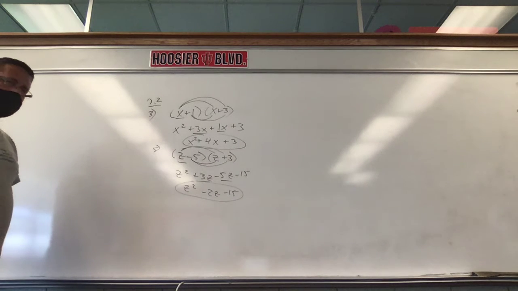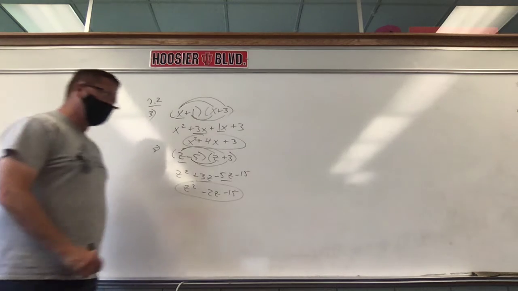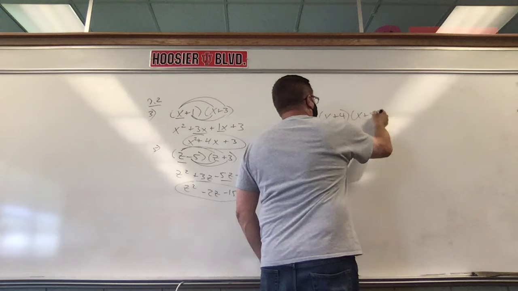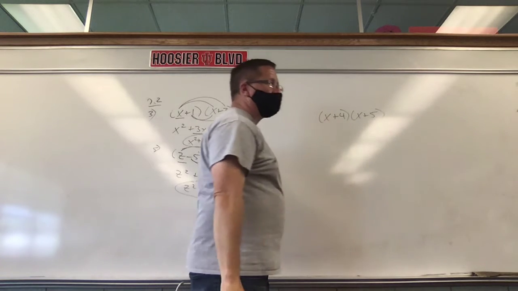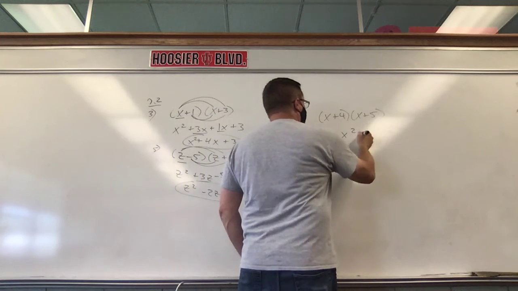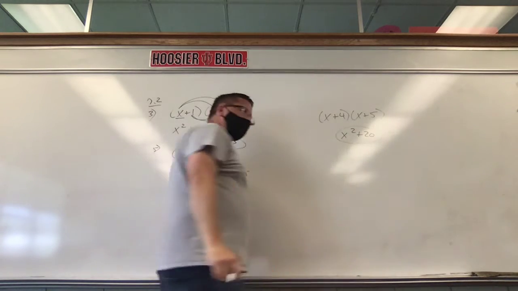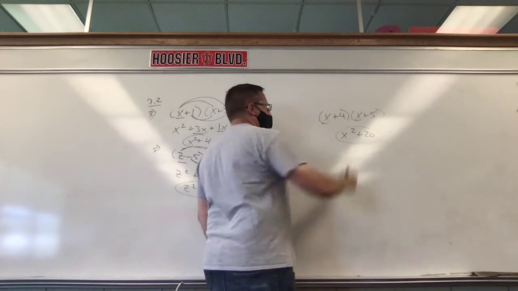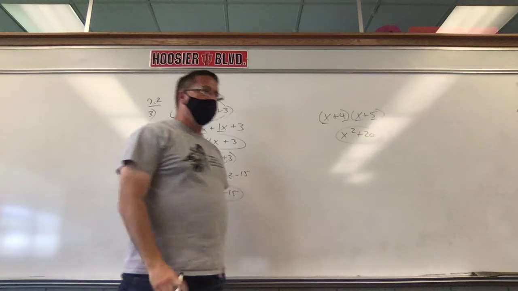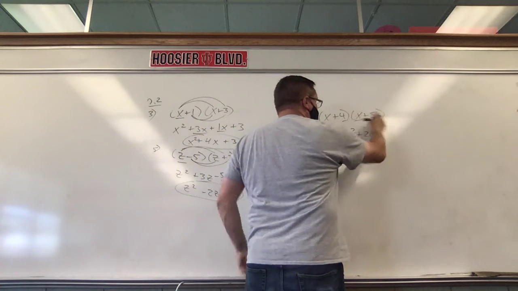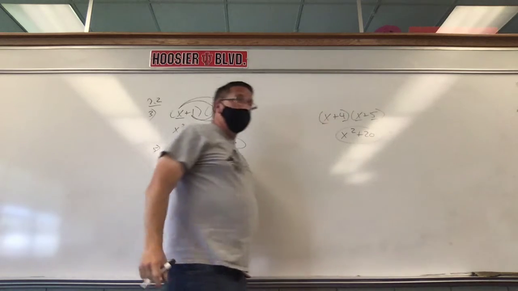I want to show you something, and I want to point out this is what you do not do. If I gave you x plus 4 times x plus 5, every year I say don't do this, and every year there's a couple of people that do this on tests. They say the answer is x squared plus 20. What did they do? They first times x and x, and then they times 4 and 5. That's not how you do it. I didn't say times the first two and times the last two. I said times each of these by which of those? Both of them.